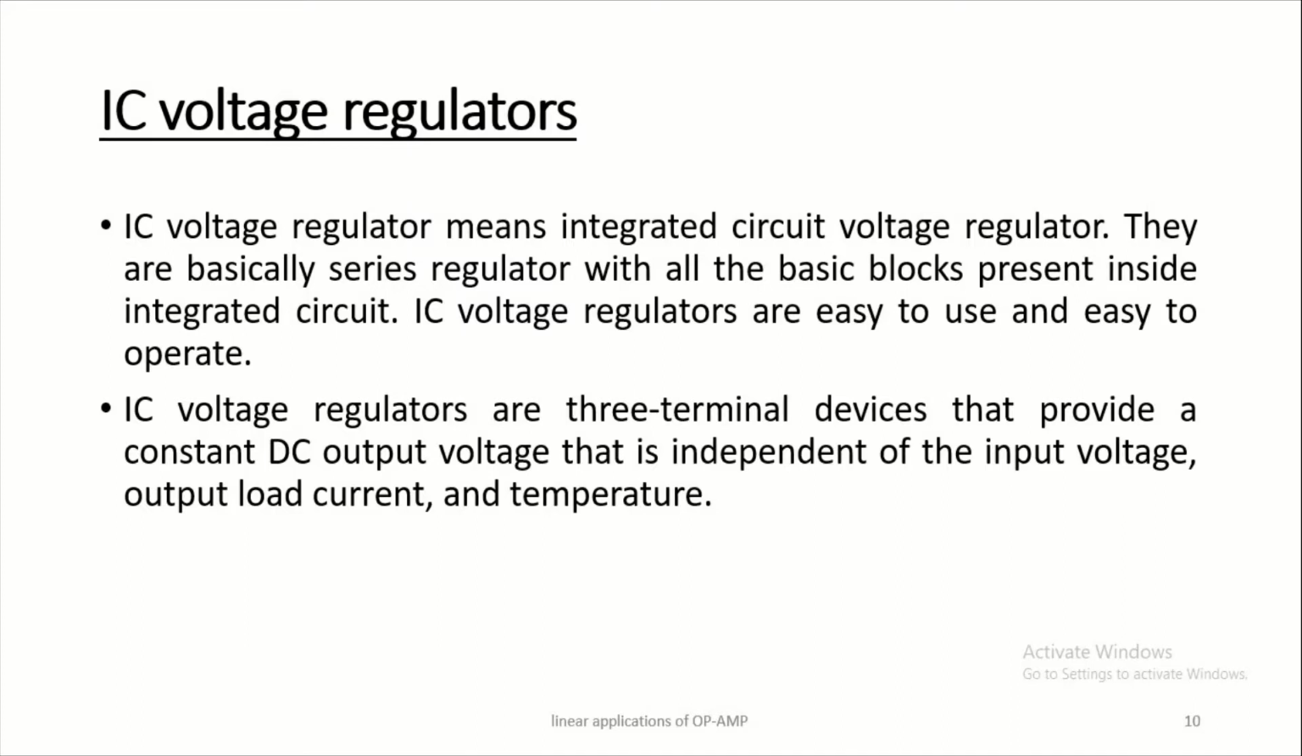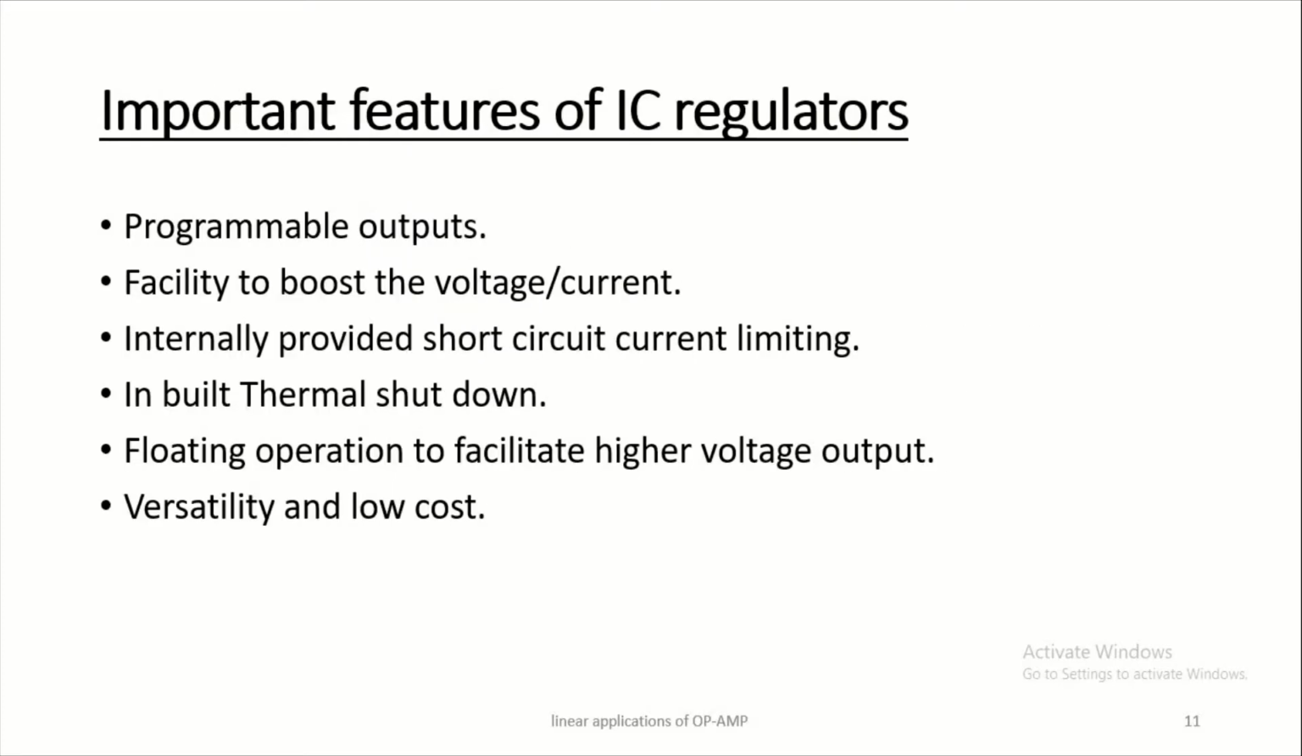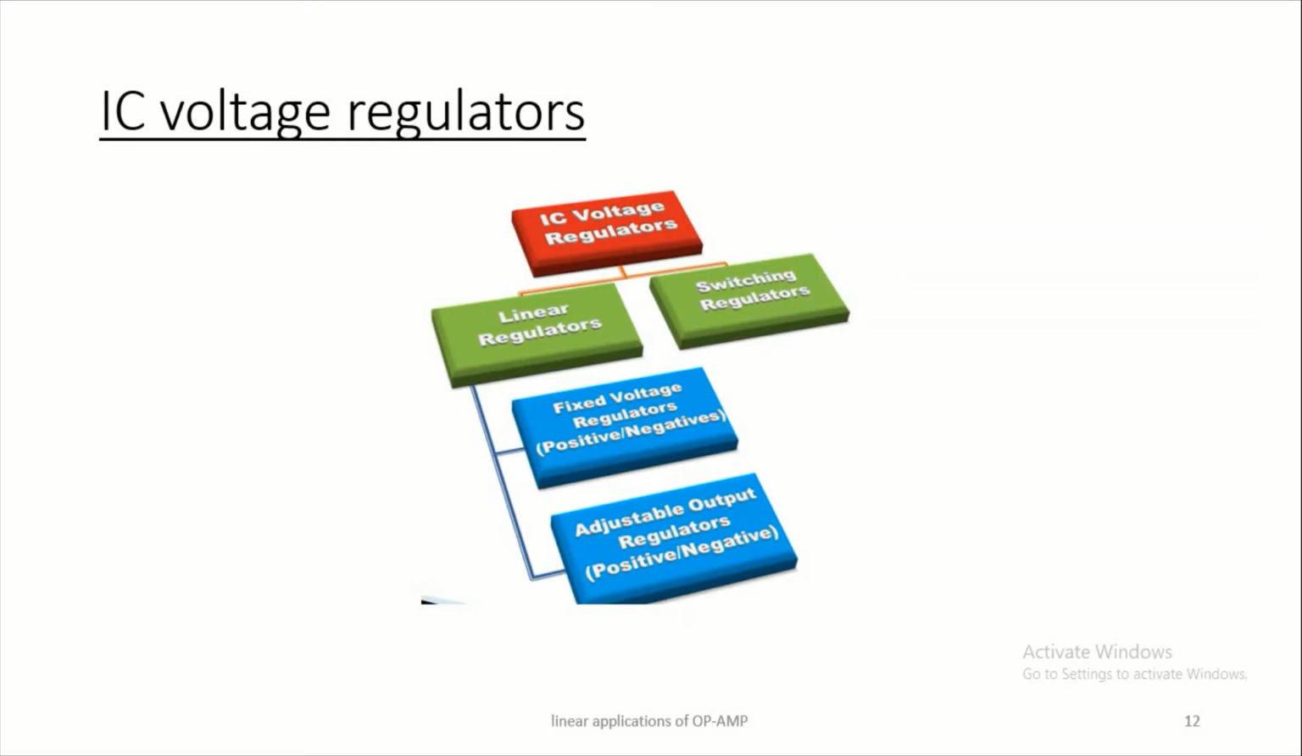IC voltage regulators are 3-terminal devices. They provide a constant DC output voltage that is independent of input voltage, output load current and temperature. Important features of the IC regulators: programmable outputs, facility to boost voltage and current, internal short circuit current limiting, inbuilt thermal shutdown, floating operation to facilitate higher voltage output, versatility and low cost.